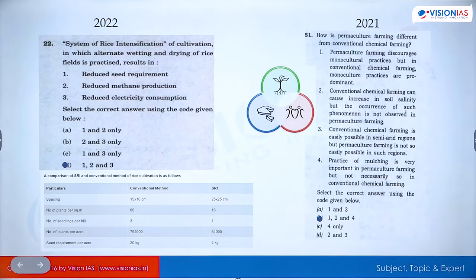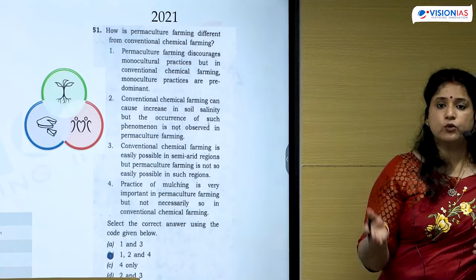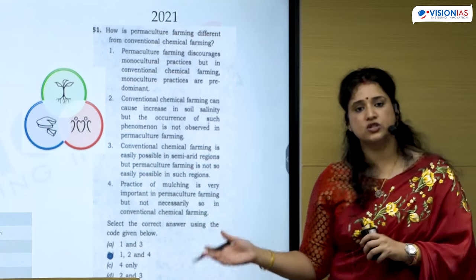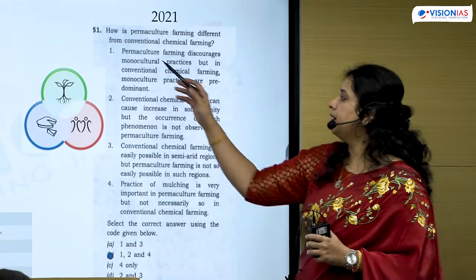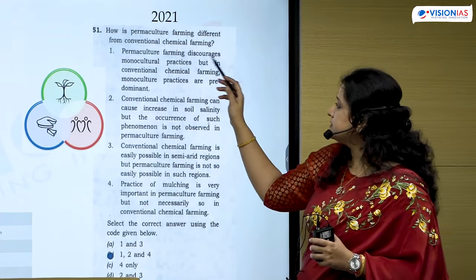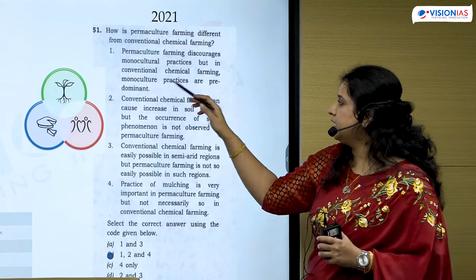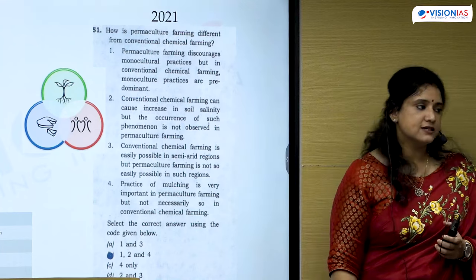Okay. Now, coming to this, permaculture farming. How is it different from conventional farming? I told you questions in agriculture are related to new technologies happening in agriculture and comparing that with the conventional method. Okay. So, permaculture farming discourages monocultural practices, but in conventional chemical farming, monoculture practices are predominant. This is correct.